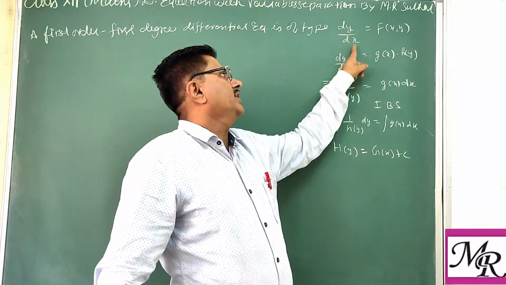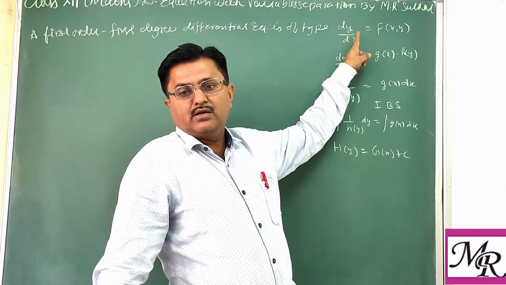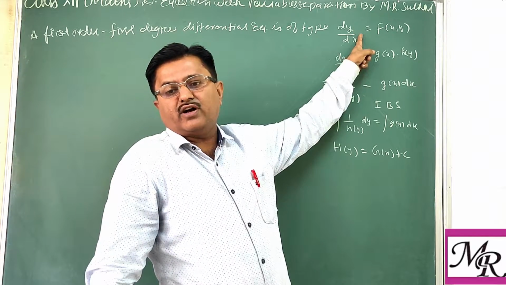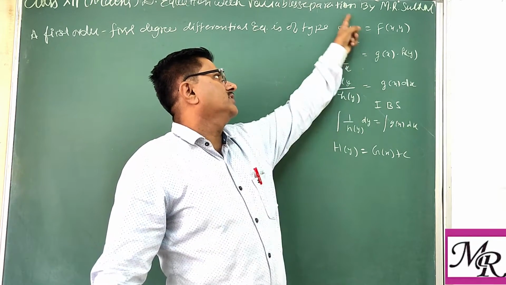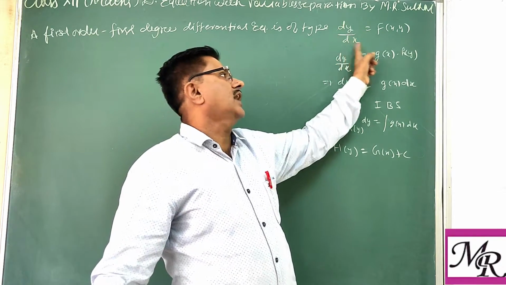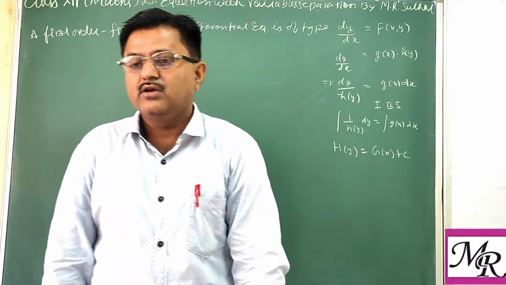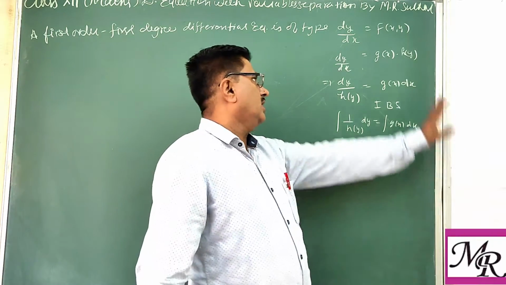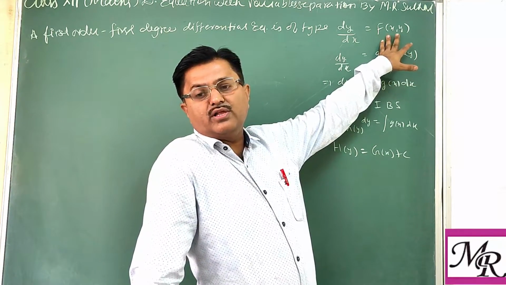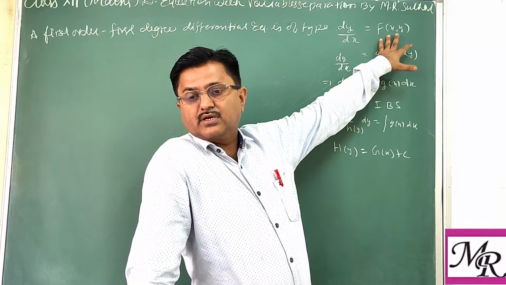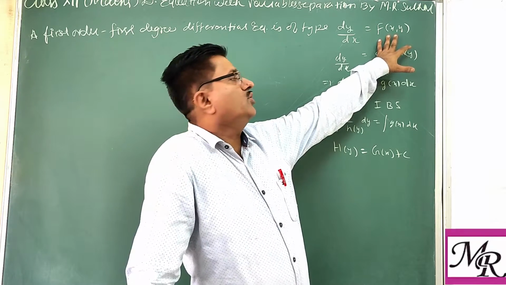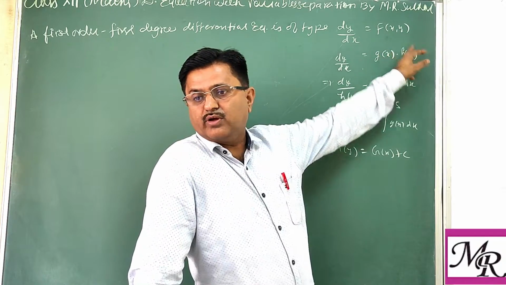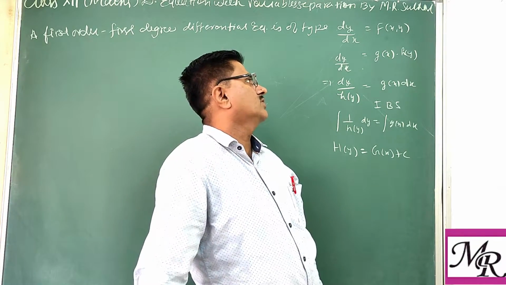So here dy by dx only a single term is given, and this is the first derivative, that's why it is the first order, and the highest power is also 1. So this type of equation is known as first order first degree. And on the right side we take all the other terms containing x or y. There are some variables, x and y both.